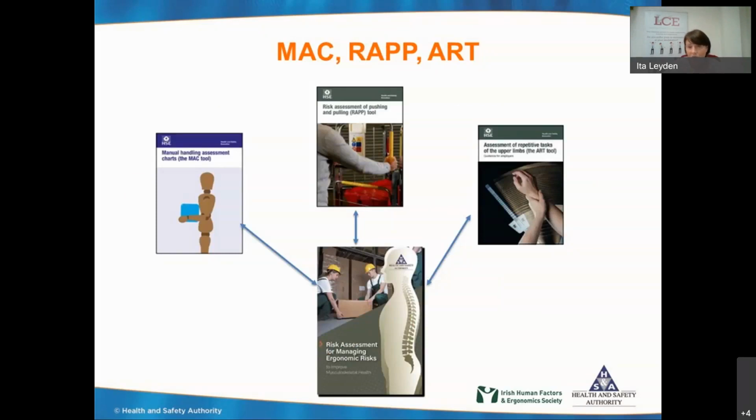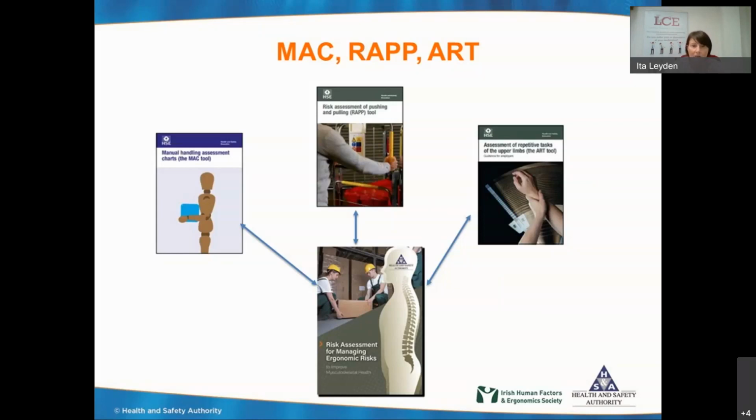HSE's, and HSE referring there to the Health and Safety Executive in the UK. I'm conscious that many in our audience today are from the HSE in Ireland. So we have 3 guidance documents from the UK, and the first one is MAC, and MAC stands for Manual Assessment Charts, and that's the one we're going to focus on in this workshop. We then have the RAP tool, which stands for Risk Assessment of Pushing and Pulling Tasks. And then we have the ART tool, and ART stands for Assessment of Repetitive Tasks.